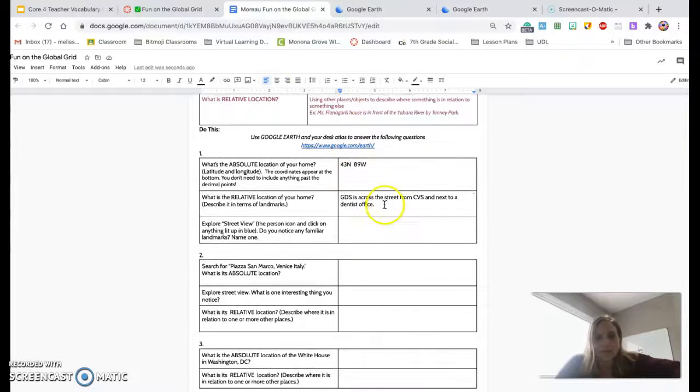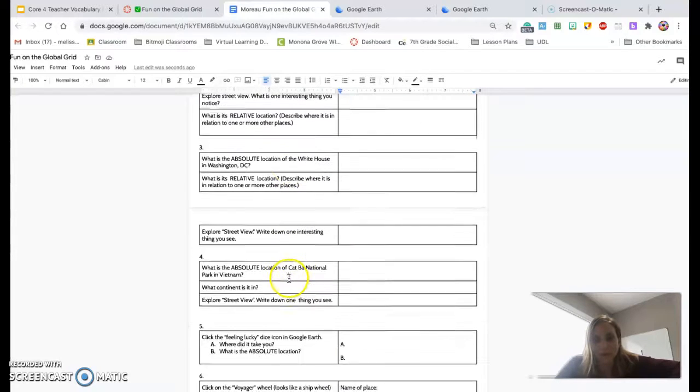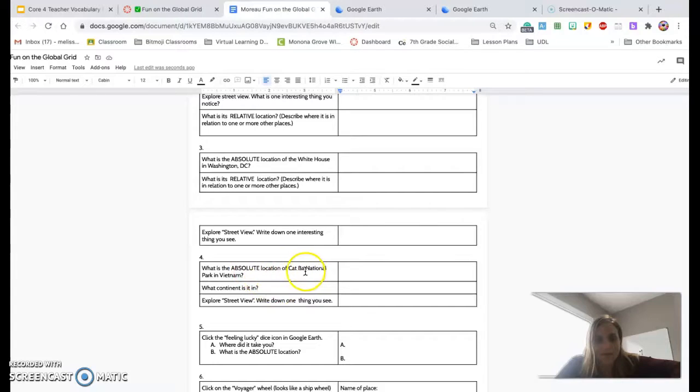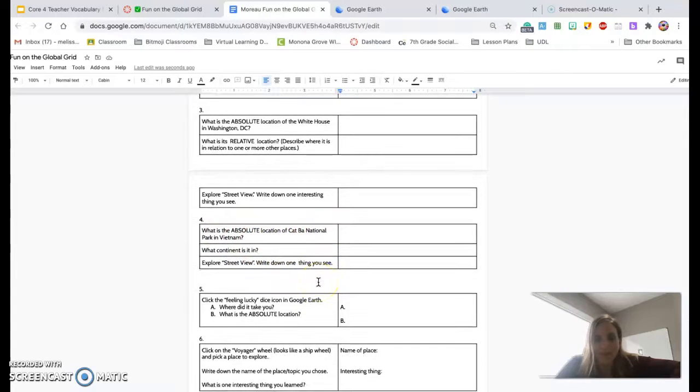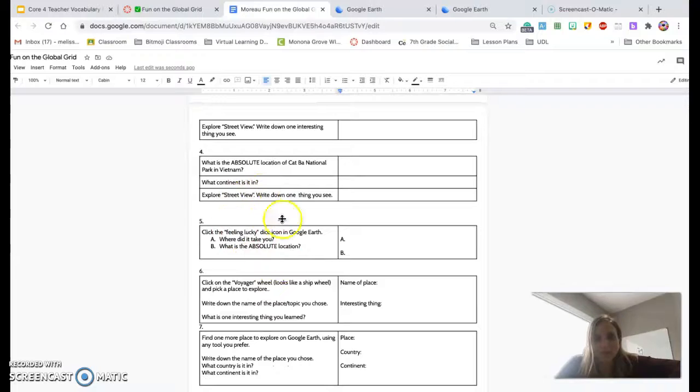Okay, so that's the first part, and then there are the next couple. You're just exploring some different places. So you're going to search Piazza San Marco, Venice, Italy. You're going to find the exact location again, looking at that bottom right, exploring the street view, looking for something interesting, and then using what you learned about that to explain its relative location. So again, you're doing that for the White House. You have a Cat Ba National Park in Vietnam you're going to be looking at. And then there's an activity where it's called Click the Feeling Lucky Dice icon in Google Earth. Where did it take you and what is the absolute location? And then it has you going into Voyager.